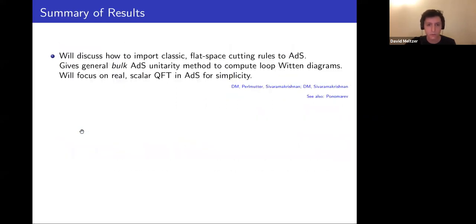So in this talk, what I'll be discussing is how to import the classic flat space cutting rules to AdS. And this gives a general bulk AdS unitarity method to compute loop level Witten diagrams. And for simplicity, I'm going to focus just on real scalar quantum field theories in AdS, but everything I say can be generalized to the study of gauge theory or gravity. And of course, ideally string theory.